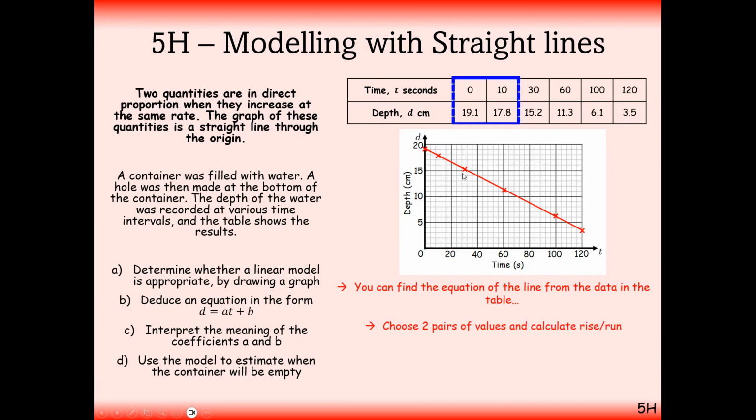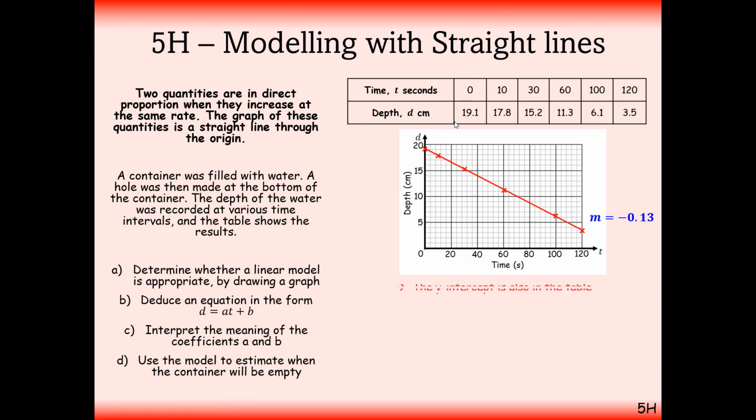So we're gonna take two coordinates. Let's just take those two, subtract the y values. In this case, 17.8 minus 19.1, and the difference in x's is 10. I'm calling them x and y's, but it's depth and height. So that's the gradient. Finally, you put them together into one equation. You write it as d equals negative 0.13t plus 19.1. That's the part B done.